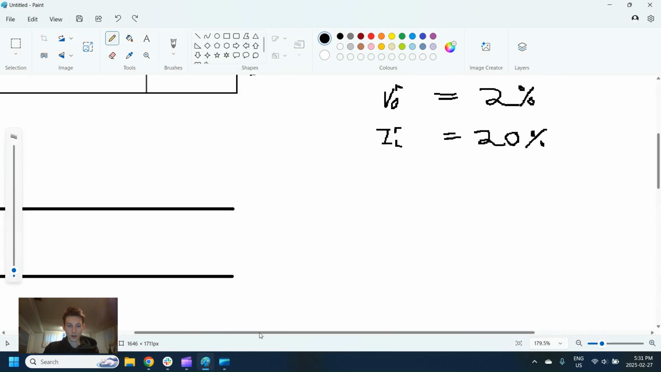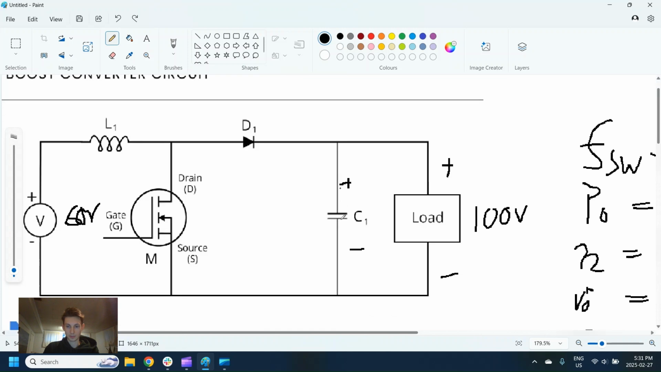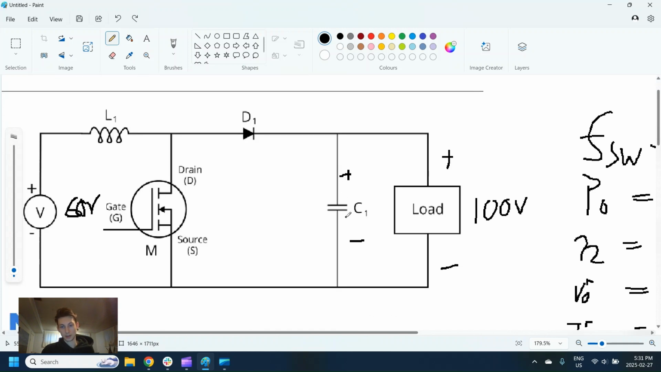So the next thing we're going to do is look at this boost converter and actually determine what some things going on are here. The first thing we're going to determine is the duty cycle. The duty cycle is basically what we're sending to this MOSFET to switch it on and off. This MOSFET is basically just a switch, and we are sending a signal to it of when to turn on and when to turn off.